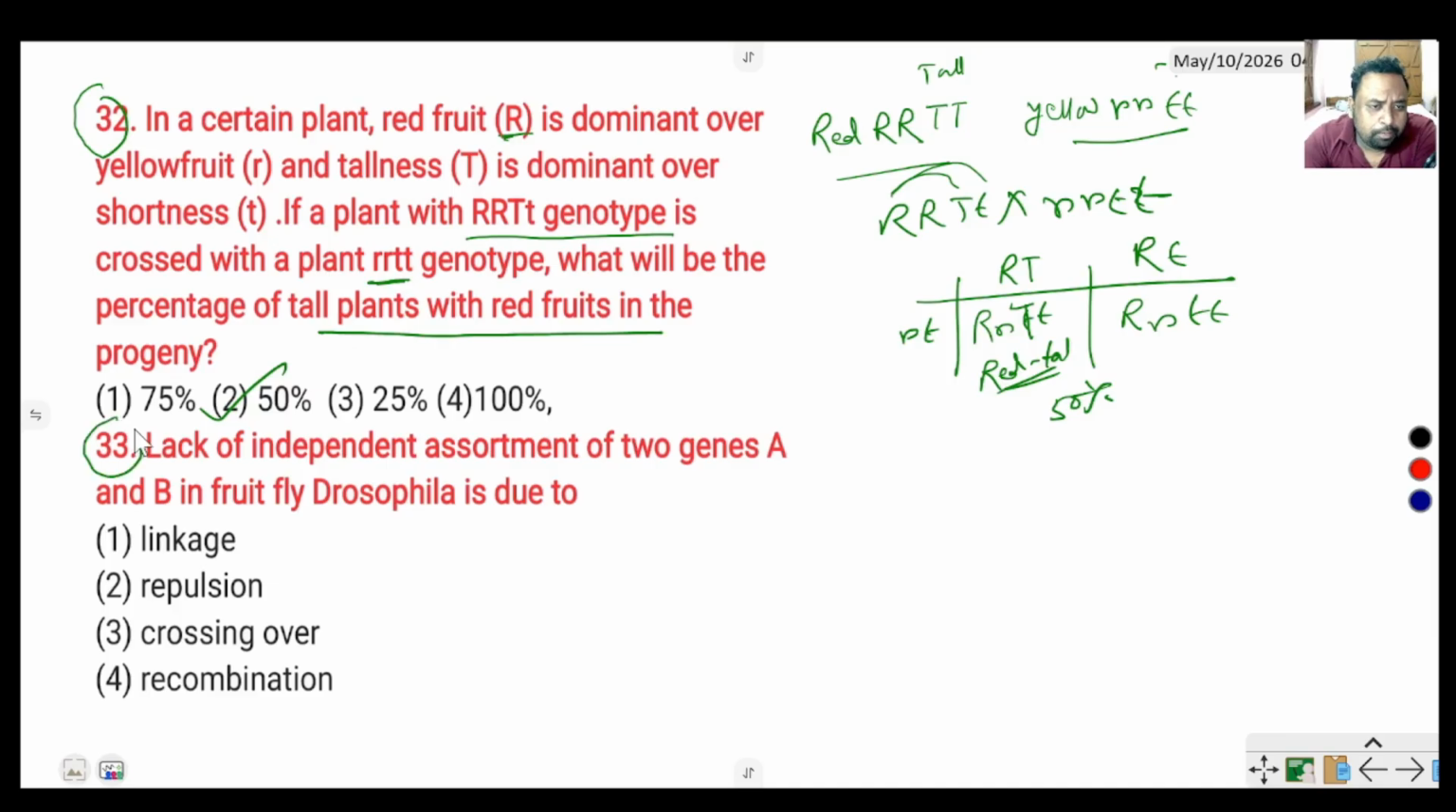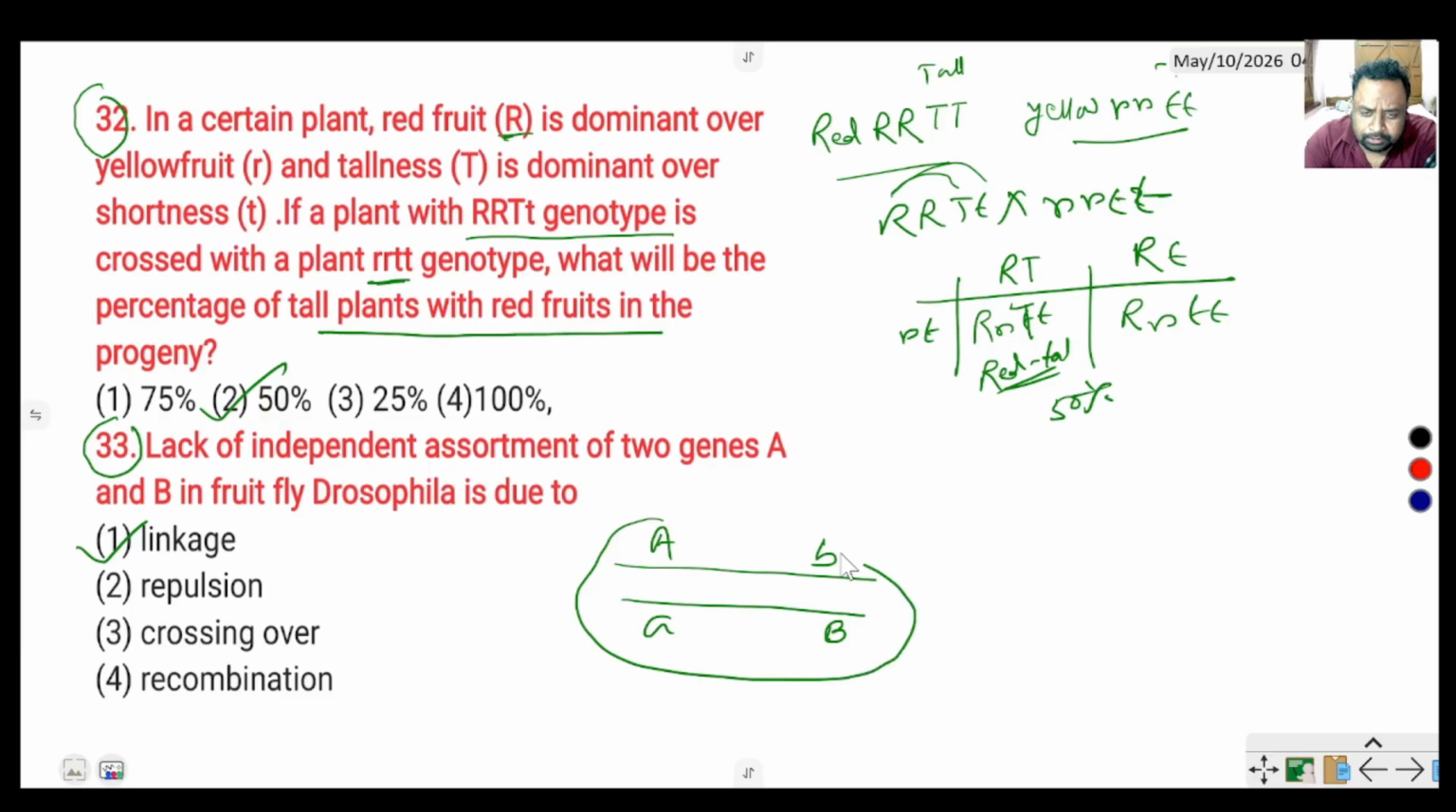Question number 33. Lack of independent assortment of two genes A and B in fruit fly Drosophila is due to linkage. Because it is called linkage. If linkage occurs, then crossing over does not take place, so recombination does not occur. What is repulsion? Repulsion is a form of linkage. Repulsion means when there are two chromosomes, one dominant gene is present here, and another dominant gene is present in the other chromosome. This is called repulsion.